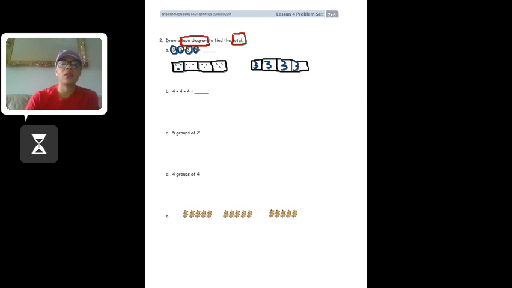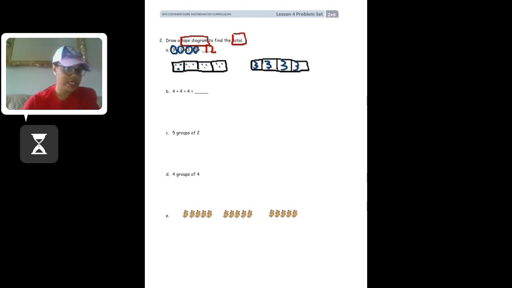Now that we added it all up, what is 3 plus 3 plus 3 plus 3? Well, I know 3 plus 3 is 6, plus another 3 is 7, 8, 9, plus another 3 is how much? That's right, it's 12. So I'm going to write the number 12, because 3 plus 3 plus 3 plus 3 equals 12.